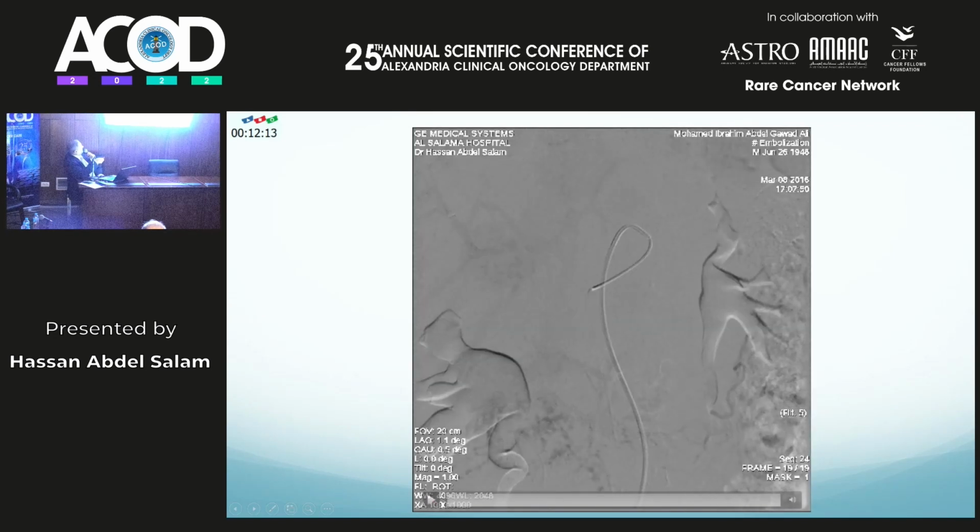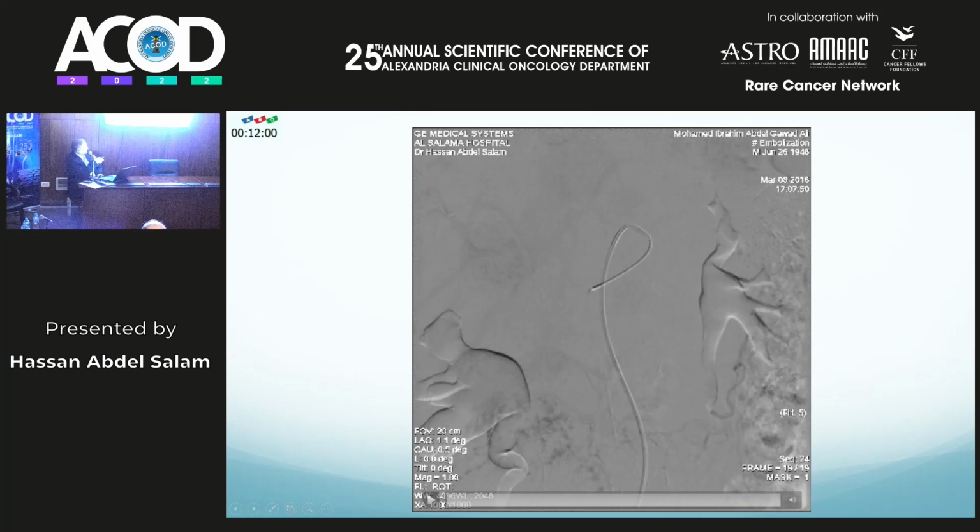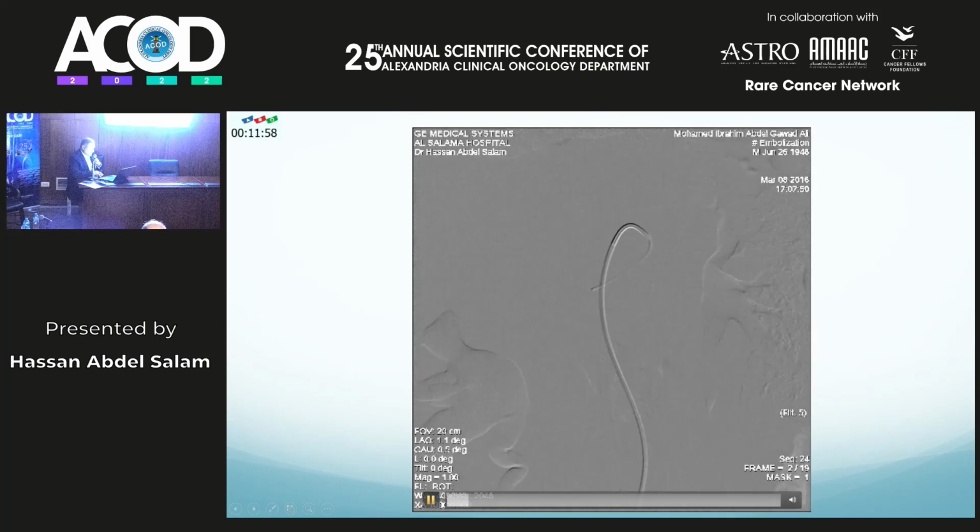Again, the patient had other branches from the celiac artery as well, so the GDA, the gastroduodenal artery. So we went into the celiac artery as well, and the gastroduodenal artery. You can see the. I'll try to stop it there.